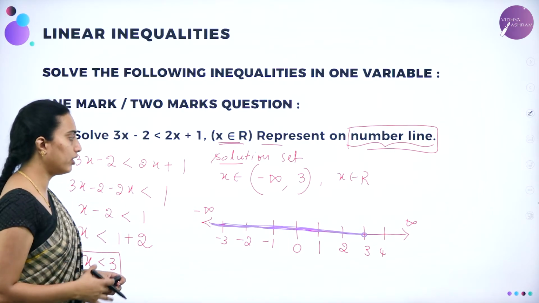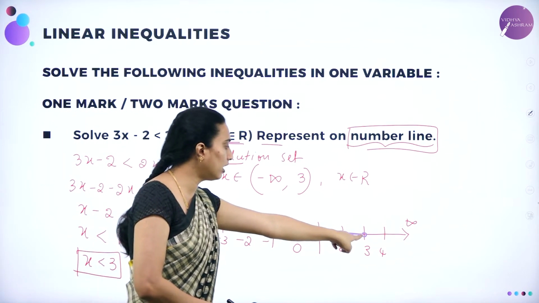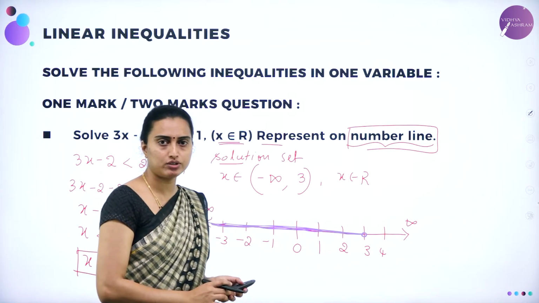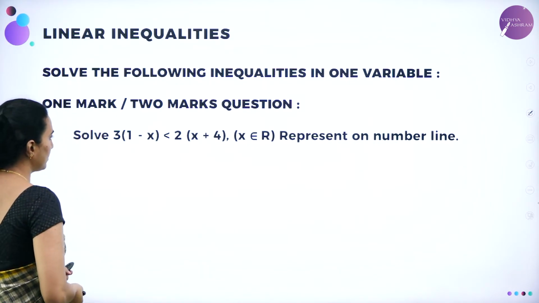Okay, I hope you got this one. If it is x is lesser than or equal to 3, then you are going to draw the darker circle. Understood? I hope you got this one. We'll move on to the next problem.